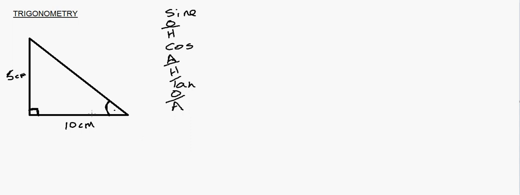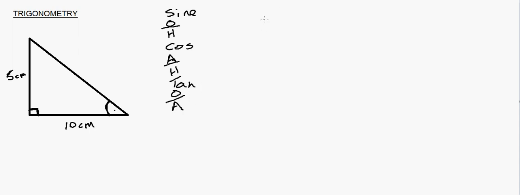Okay, so I'm dealing with the opposite here and the adjacent. I'm not interested in the hypotenuse. I've got the opposite and the adjacent. So now I go down here. Well, this is opposite and hypotenuse. No, that's no good. Adjacent and hypotenuse. No, that's no good. Opposite and adjacent. That's the one. So I need to find the tangent.